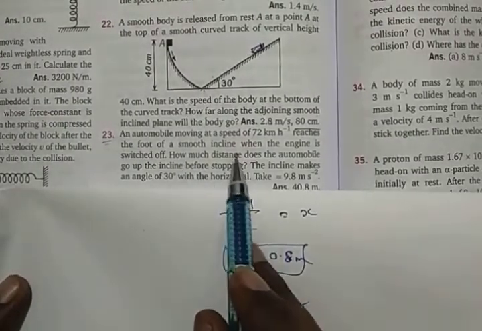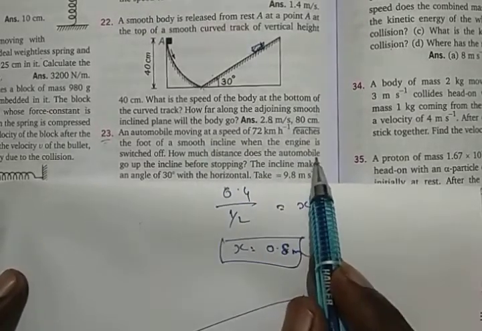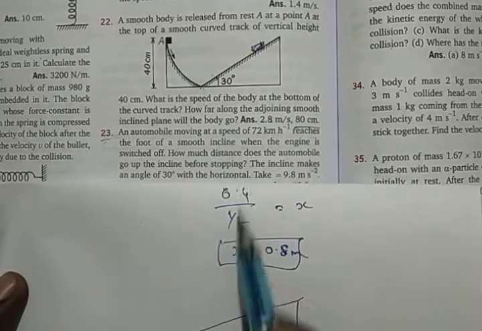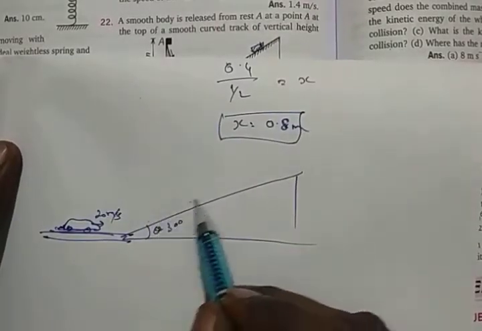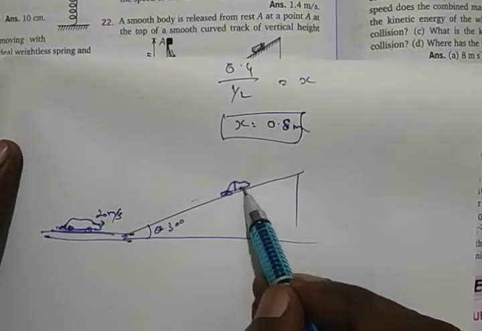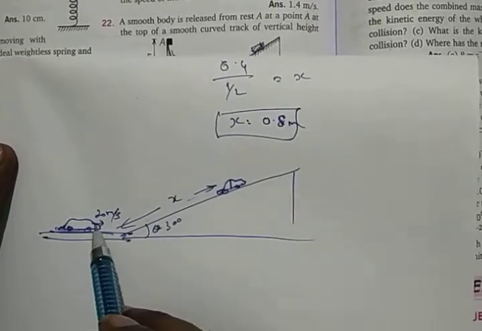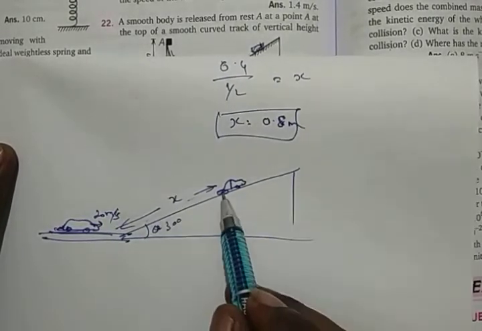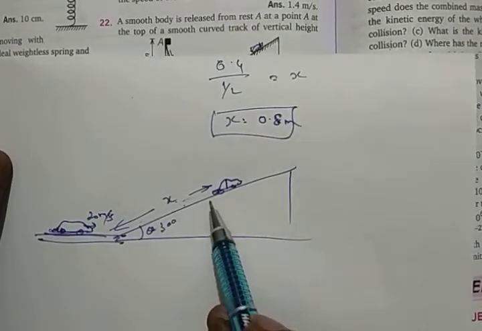So when the engine is switched off, you find how much distance the automobile goes up the inclined plane before stopping. So this is 30 degrees here. So how much distance will the same automobile go? This distance is asked. Half mv square is going to be equal to mg sin theta into x. Same thing whatever we found out, you need to find out the x value.